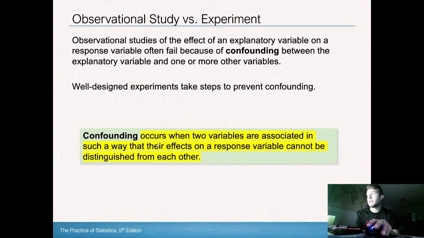So we're going to write down this definition for confounding. It occurs when two variables are associated in such a way that their effects on a response variable cannot be distinguished from each other. So two variables, smoking and genetics, are related in such a way that we can't tell which one. The response variable is that they have cancer of the lung or they don't. We can't tell which one is causing that, right? That's what confounding actually is: what's actually causing this response that we're getting? That's confounding. So I'm going to pause and make sure you have that written.